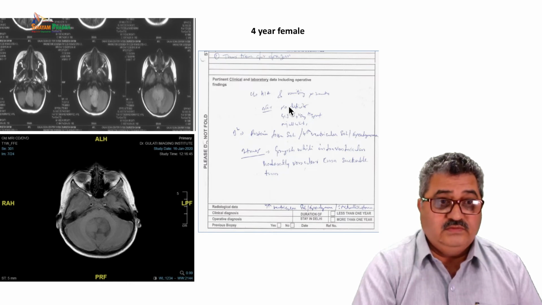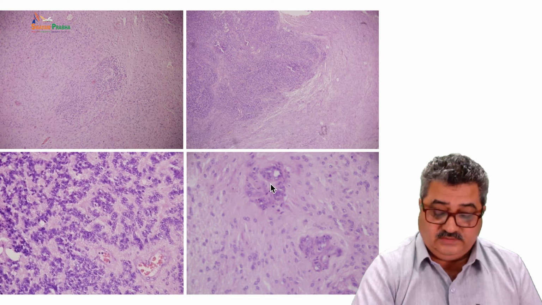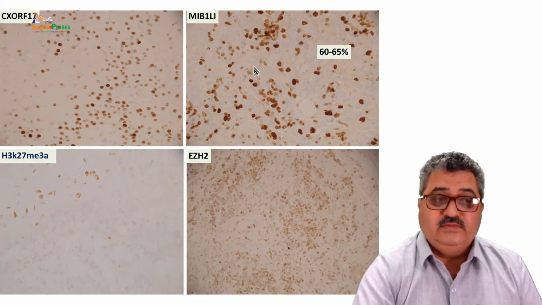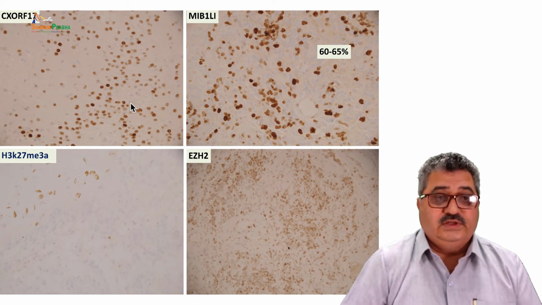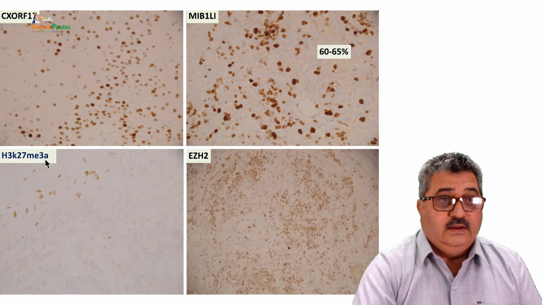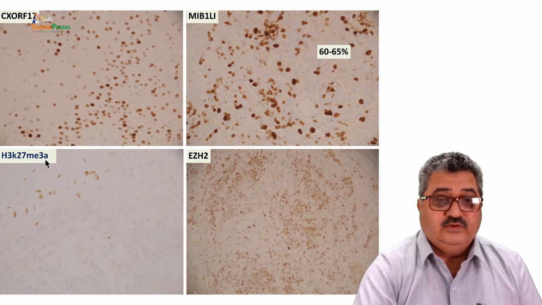So this is one tumor which is medially placed. This is very cellular. There is endothelial proliferation, mitosis, and they show a very high MIB labeling index. Now the other marker which has been proposed for the classification is H3K27me3. If it is lost, it is group A. If it is intact, it is group B.